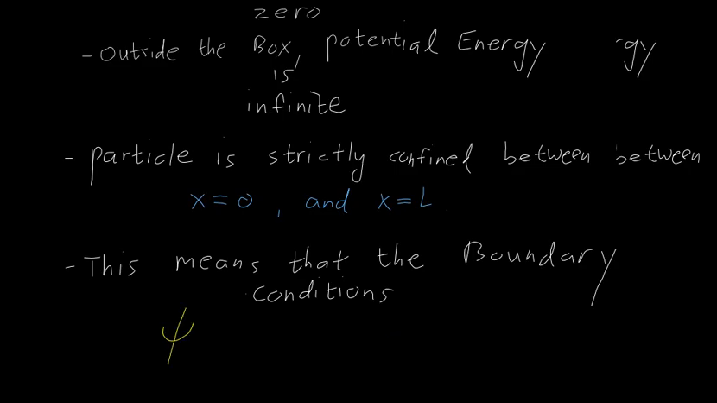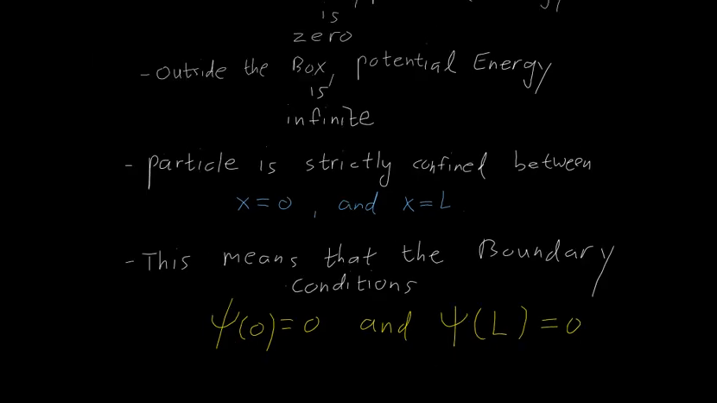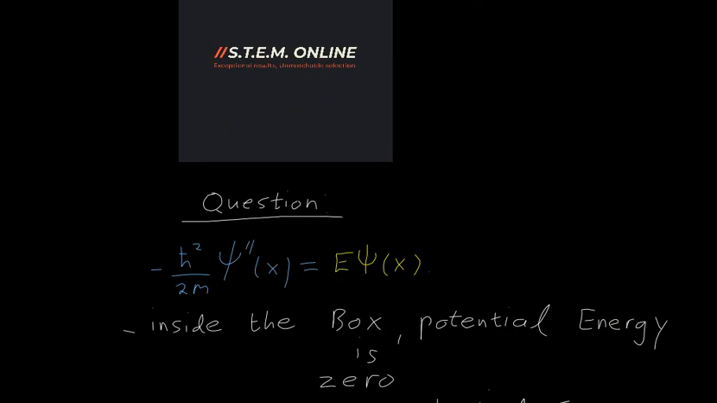C of 0 is equal to 0. And C as a function of L, where L is, you can say, the length of the box, is equal to 0. Okay, so I need to correct myself a little bit here. You need to know these boundary conditions with that differential equation that I was talking about up here in order to solve it.